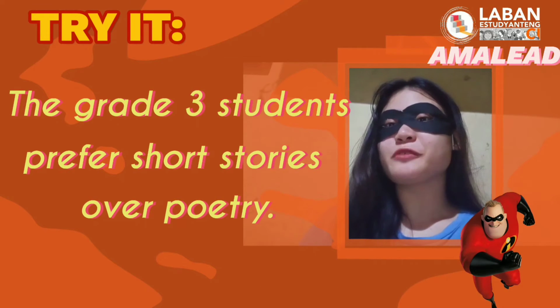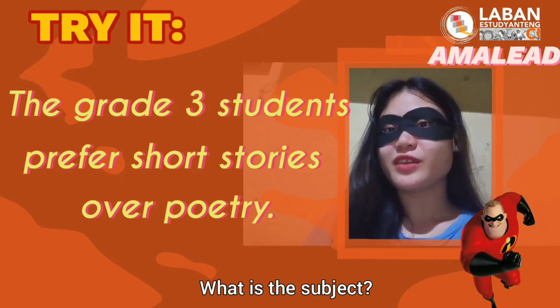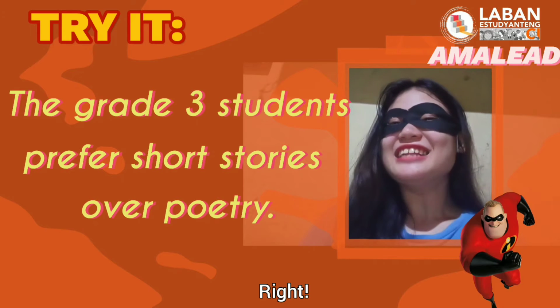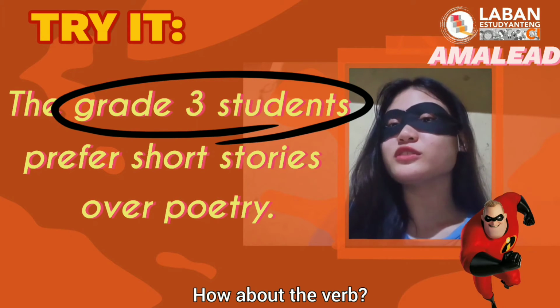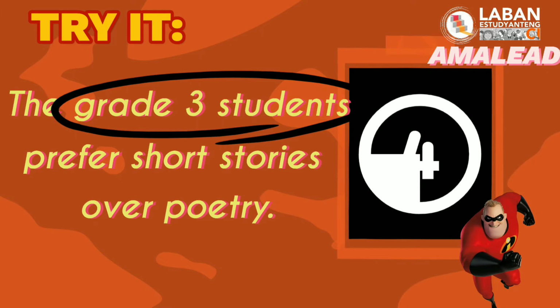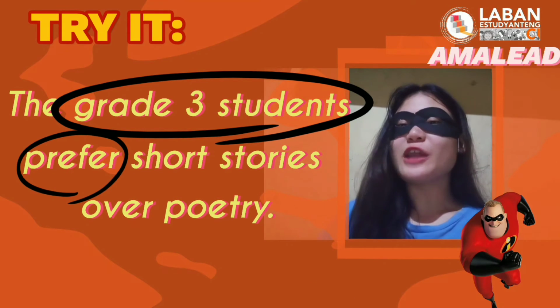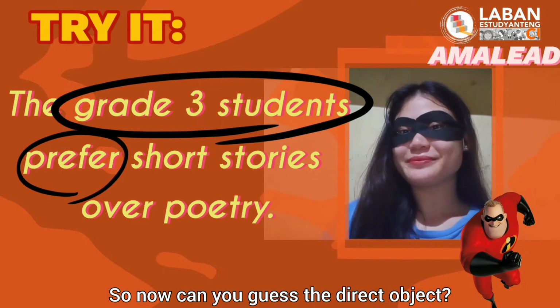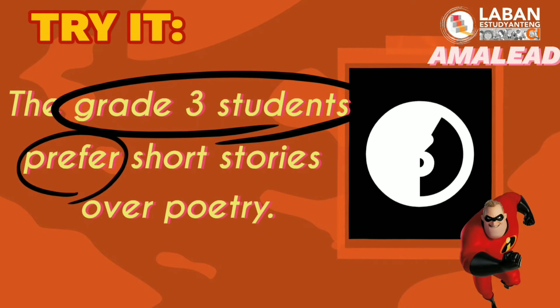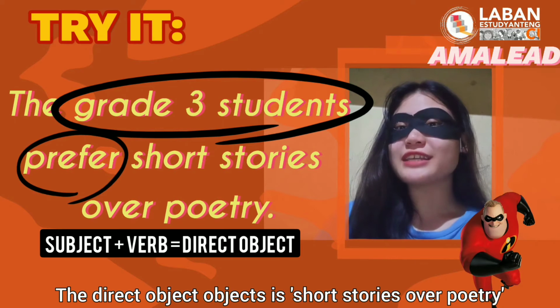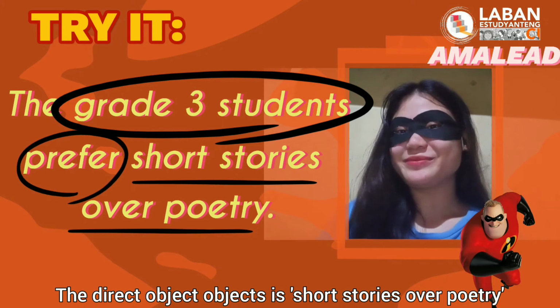The grade 3 students prefer short story over poetry. What is the subject? Right, the grade 3 students. How about the verb? Yes, the word prefer is the verb. So now can you guess the direct object? Absolutely. The direct object is the short story over poetry.